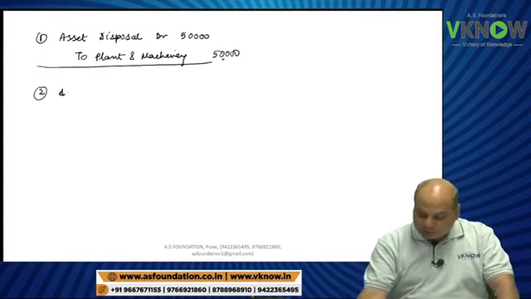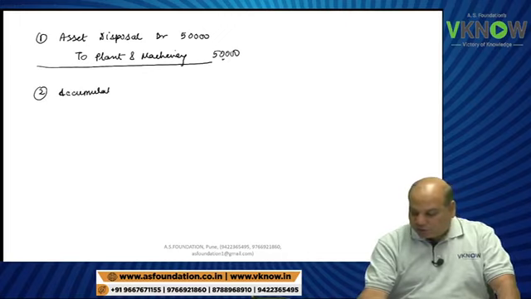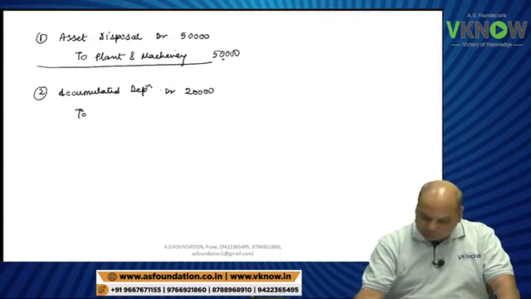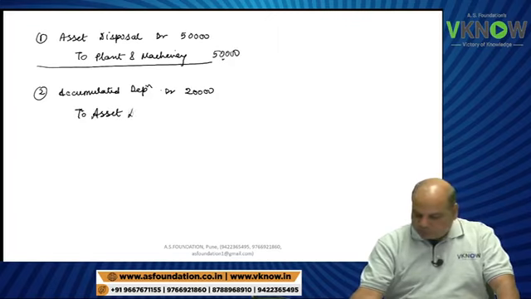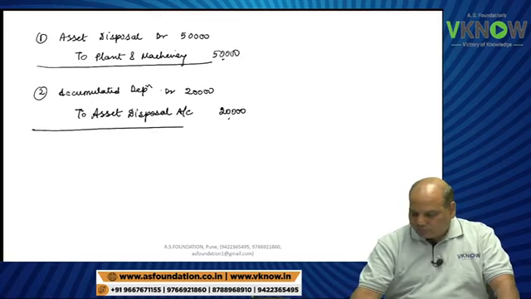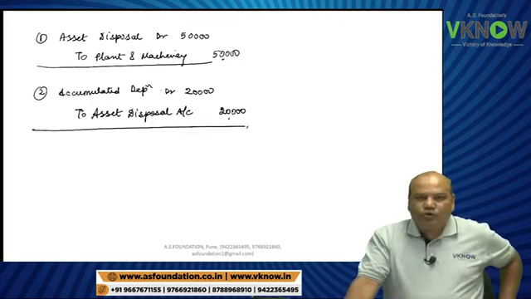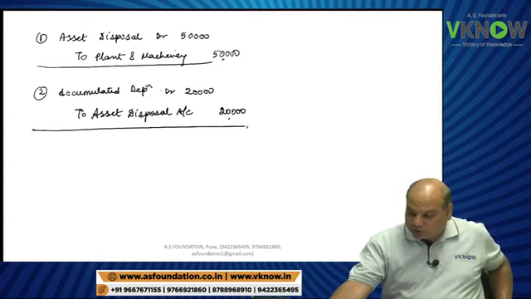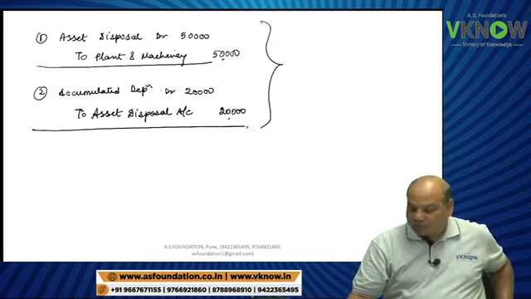We have transferred the asset sold to a separate account called asset disposal account. Second entry would be accumulated depreciation account debit 20,000 to asset disposal account 20,000. So give the effect of these two entries. This is a good way of learning.